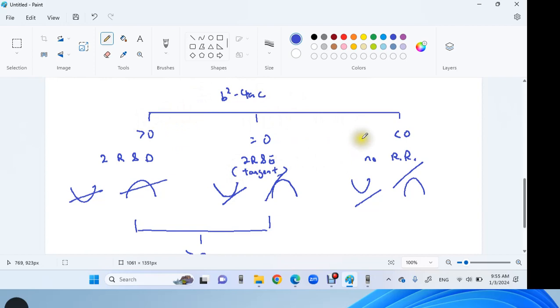These are the three cases. Look at the question. If the question says no intersection, it is less than 0. Two intersections, greater than 0. Tangent, or one intersection, then equal to 0.